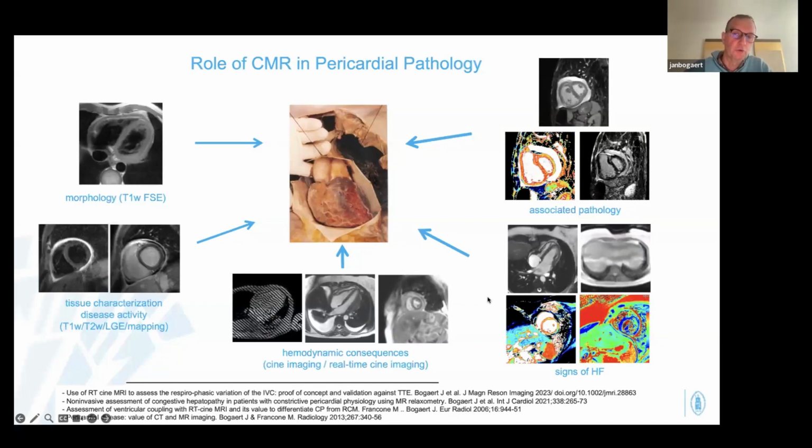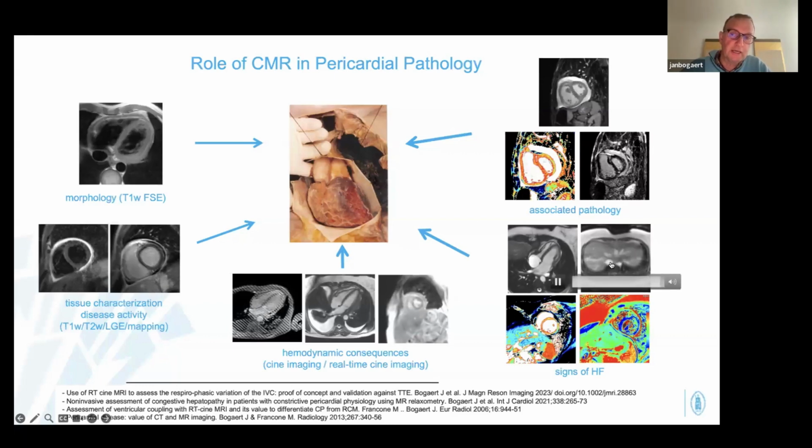Finally, we can also use CMR to look at the indirect consequences of pericardial diseases, such as increased filling pressures on the right side. And we can use the T1 mapping for this. We can do T1 mapping of the liver to see if there are signs of liver congestion.